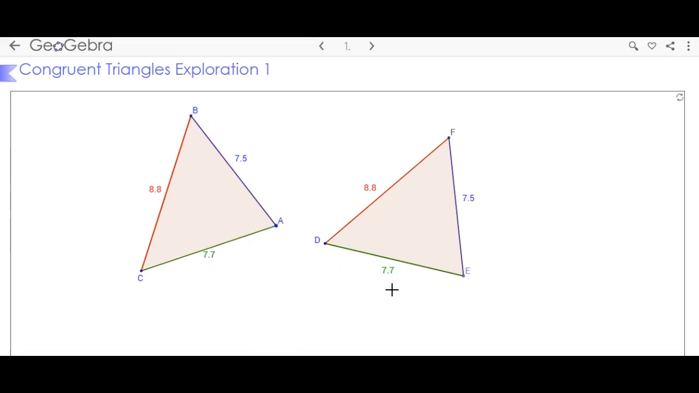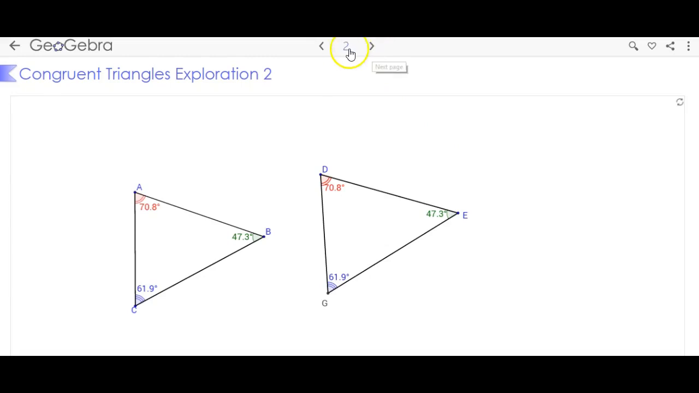Well, which scenario is this? All 3 sets of sides are congruent. I can tell because they've been measured. So for your first example, these 2 triangles are congruent and the shortcut was side, side, side. So please continue with your exploration.